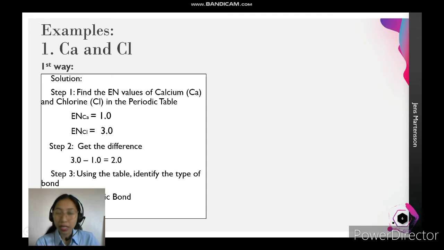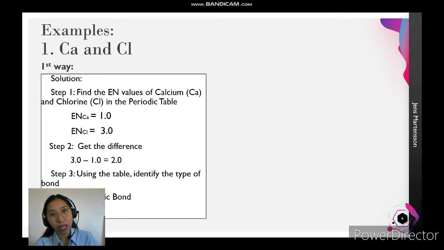Second step is get the difference. Remember, in the first way, you are going to write first the bigger value. So, atong gikuha is ang Cl, 3.0, gi-minus nako sa smaller value, which is 1.0. Syempre, 3 minus 1 is equal to 2. Diba? Automatic na siya.